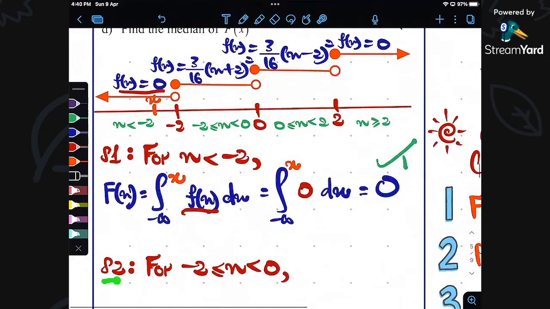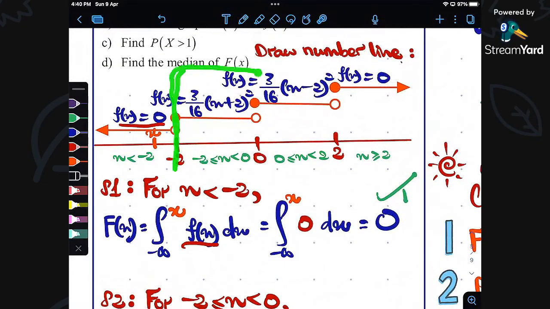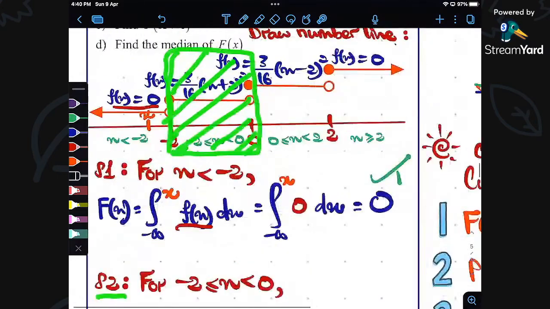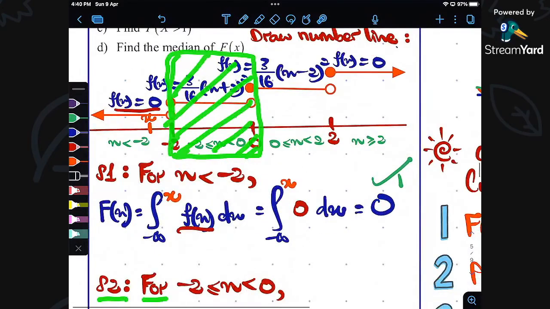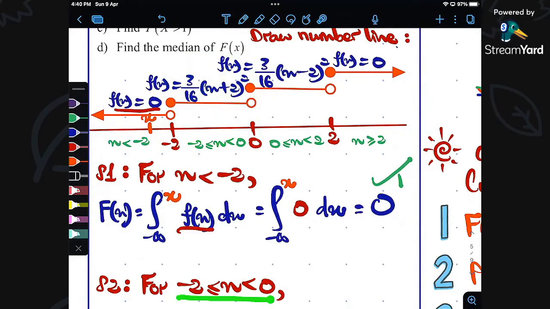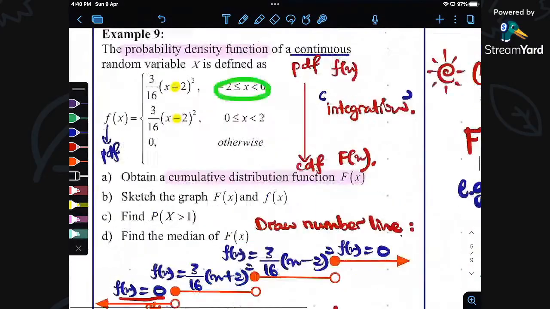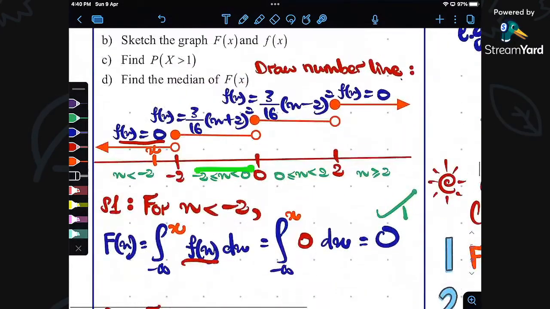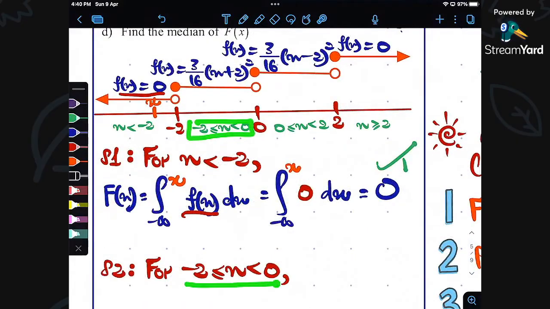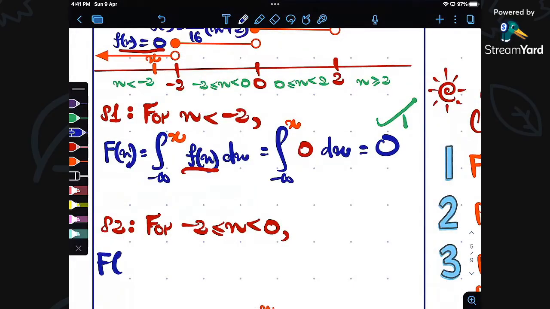The second step is where you will solve the second part of the region. Again I repeat, the second step is for the next region from -2 until 0, but the -2 is inclusive. We must follow whatever the question gives us, okay? Make sure you write down the region, the condition, and then you can start your Fx. So your Fx now is equal to the integration from -infinity.